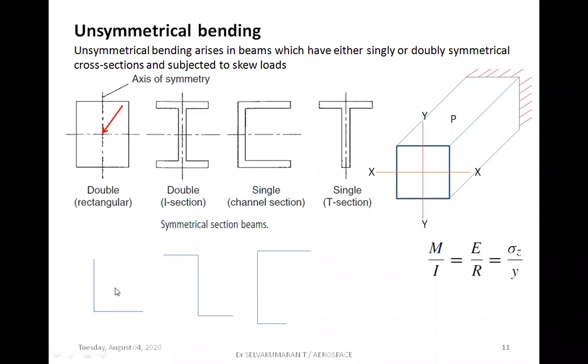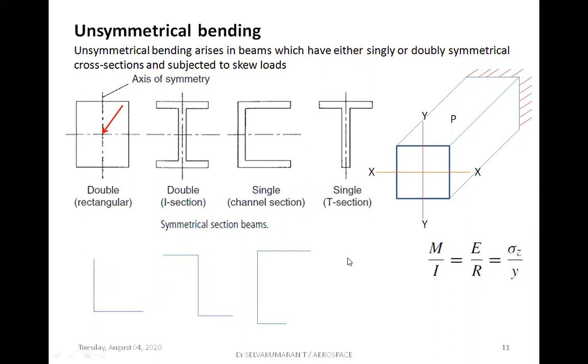And if you take unsymmetrical sections, for any unsymmetrical section, whether the load is acting parallel to the axis or at some angle with respect to the vertical or horizontal axis, the resulting bending is always unsymmetrical bending.